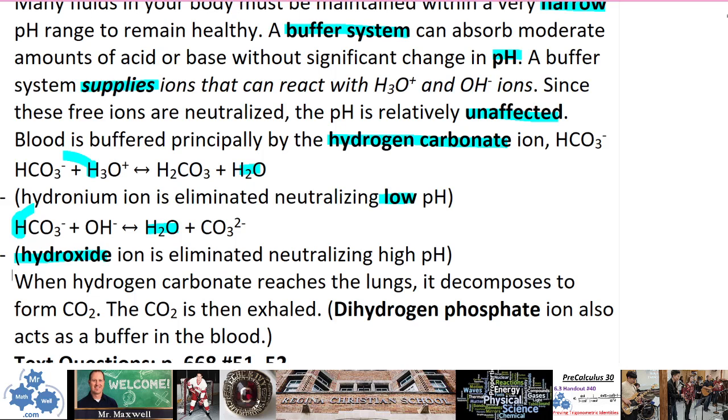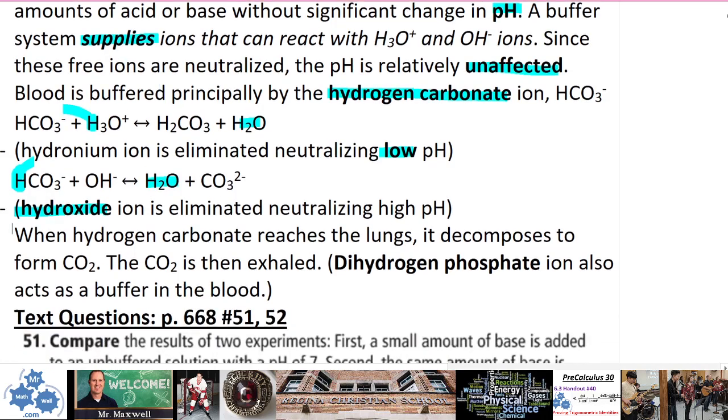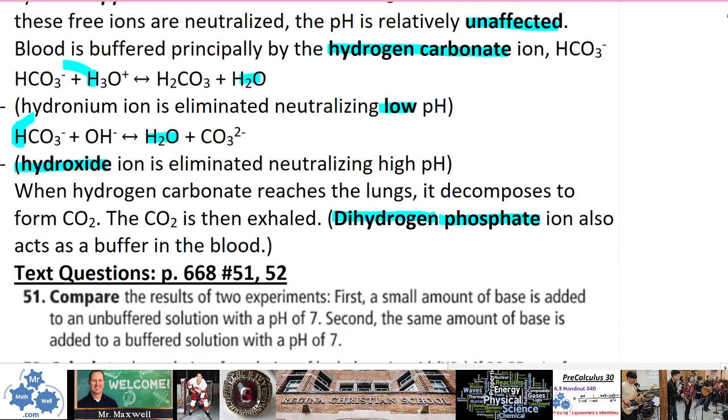But anyways, stuff is happening in our body that's amazing that we don't even really think about. So that's an example of a buffer system. Now this one I want is dihydrogen phosphate. Now this is carbonate, so phosphate would be the PO4, H2PO4. It also acts as a buffer in the blood as well. So we also have another ion that's ready to go to battle these pH changes.